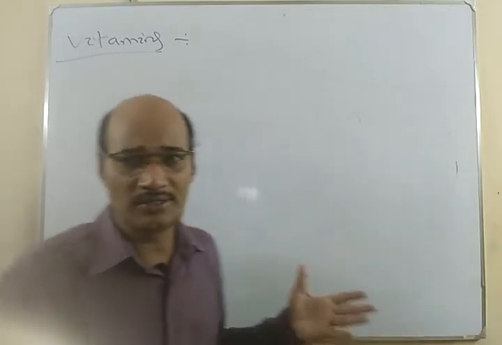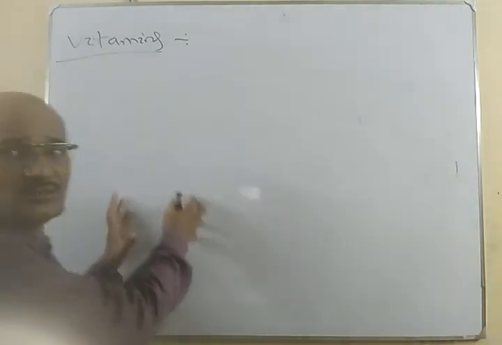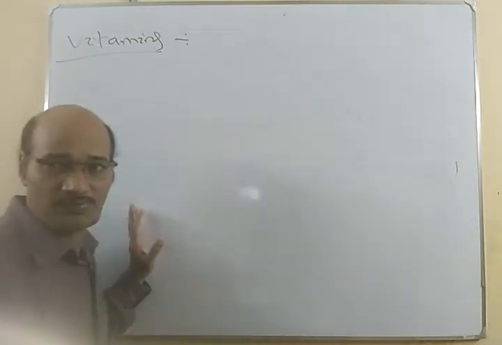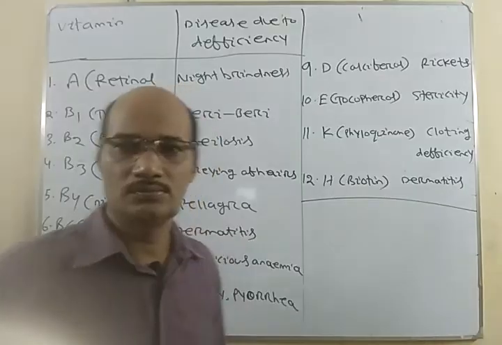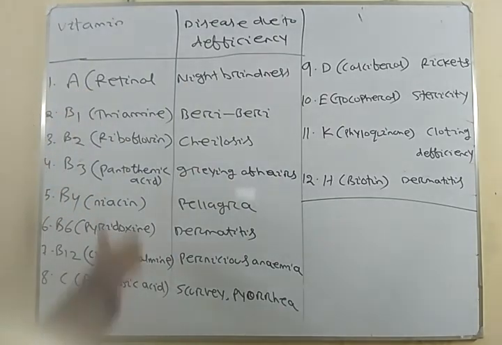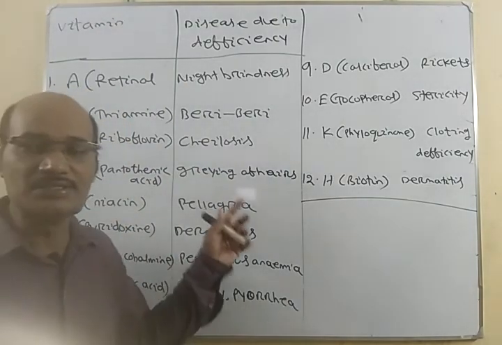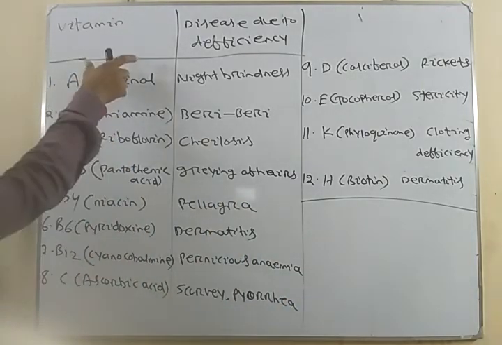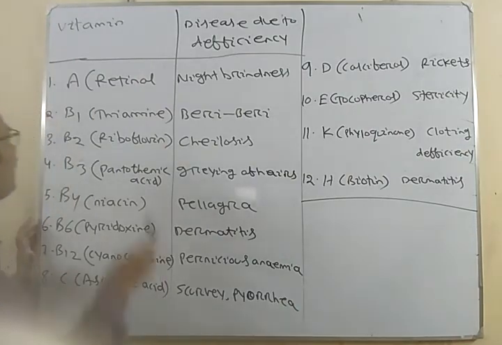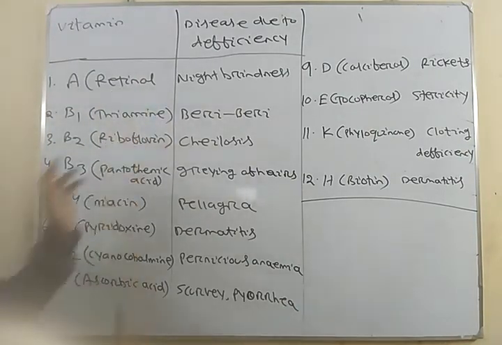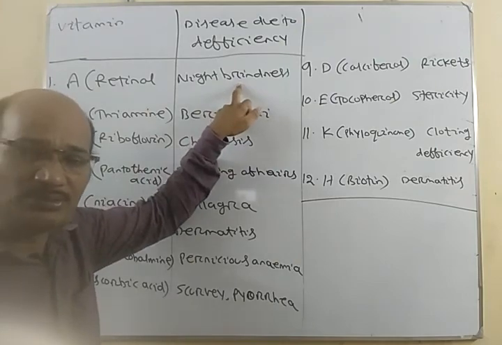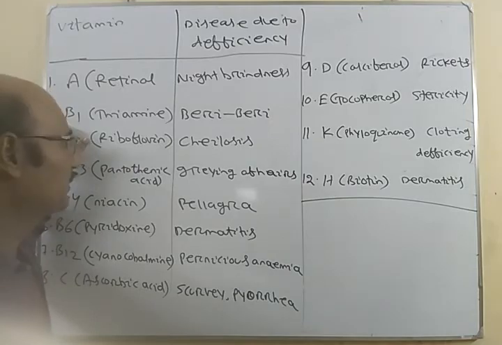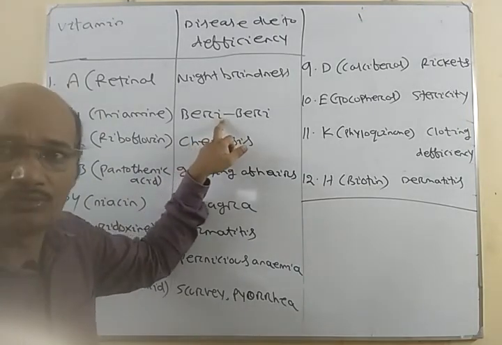So, let us have details of the vitamins and the diseases due to their deficiency. These are the different kinds of vitamins and the diseases due to their deficiency. These are the vitamins and these are the chemical names of the vitamins. So vitamin A, retinol, causes night blindness or xerophthalmia. That means disease of the eye. Now vitamin B1, also called thiamine, can cause beriberi, so disease of bones.